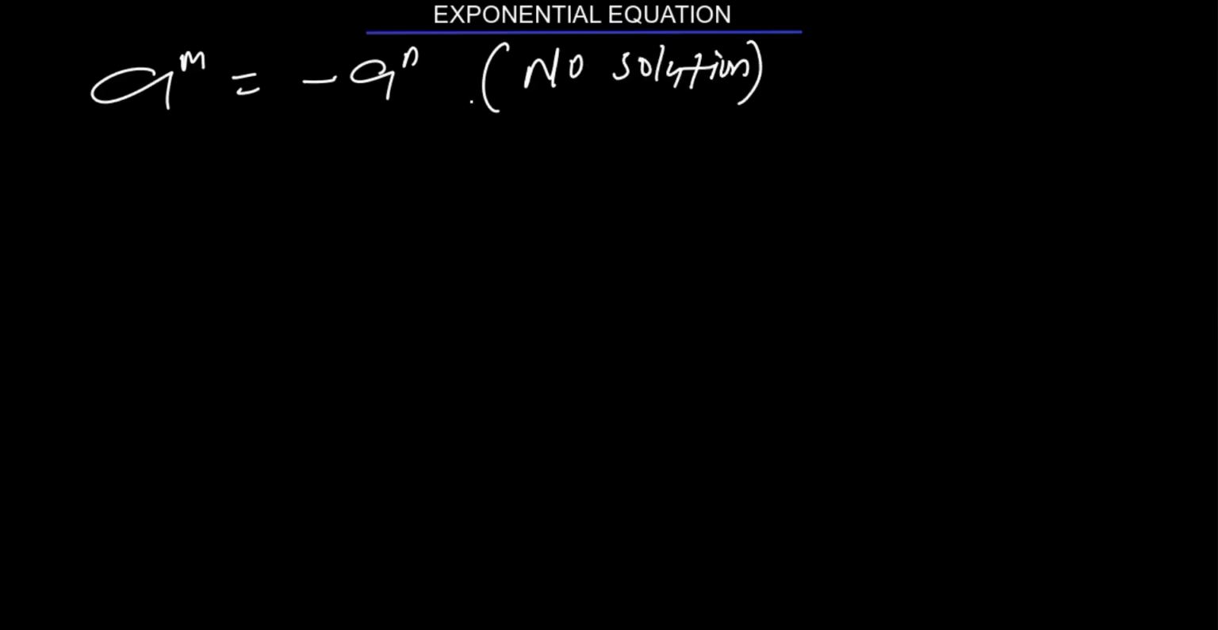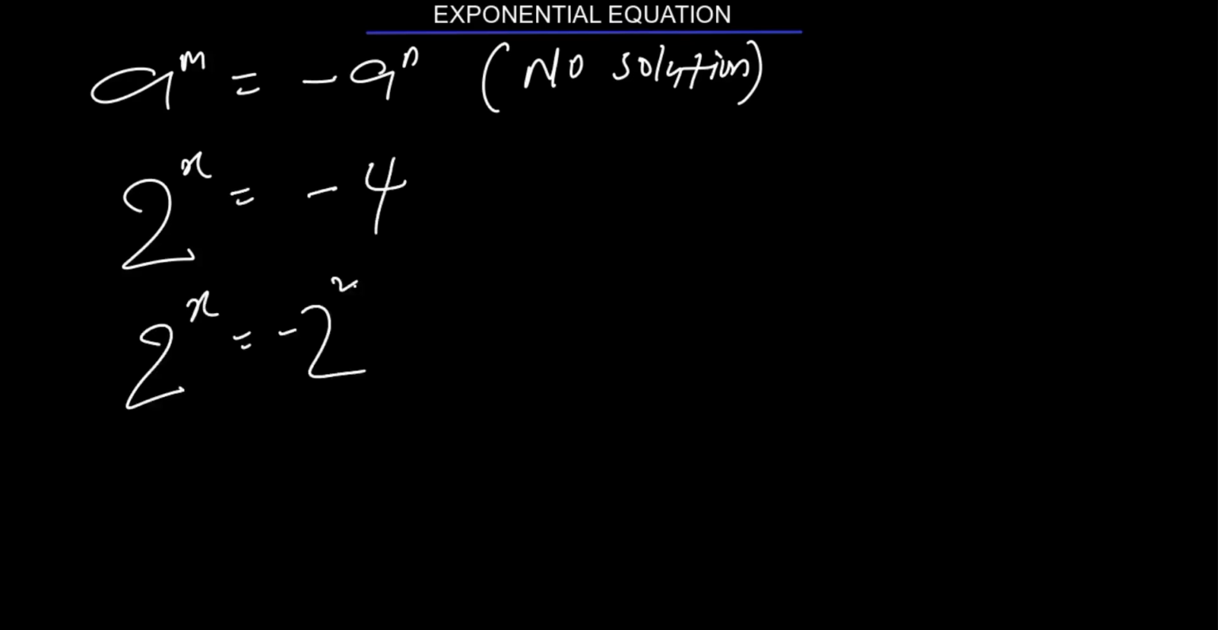But in the complex world, there will always be a solution. Take note of that. Just like if someone gives you 2 raised to power x equal minus 4, don't be tempted to say 2 raised to power x equal minus 2 raised to power 2. No, it does not work because this will not allow it. So here you just comment no solution, when x is a set of real numbers. But in complex world, there's always a solution to all this. So that's that about that. Thanks for watching.